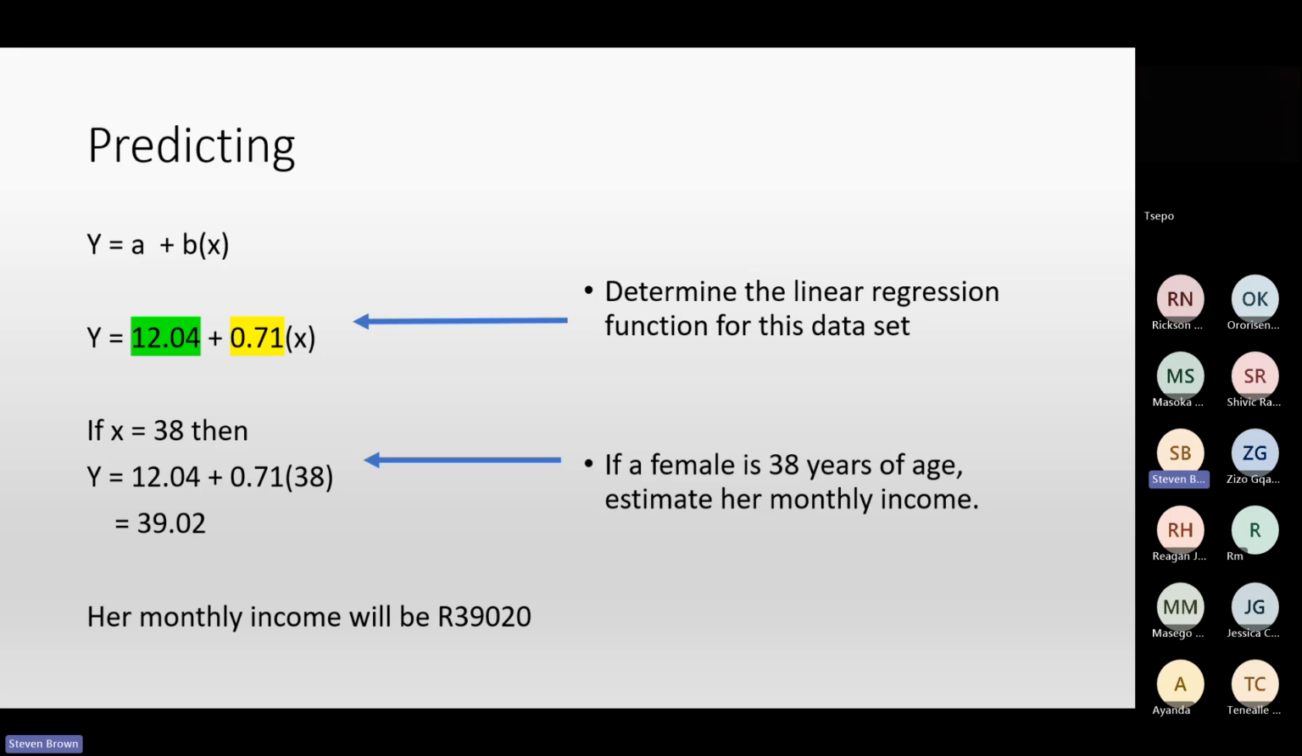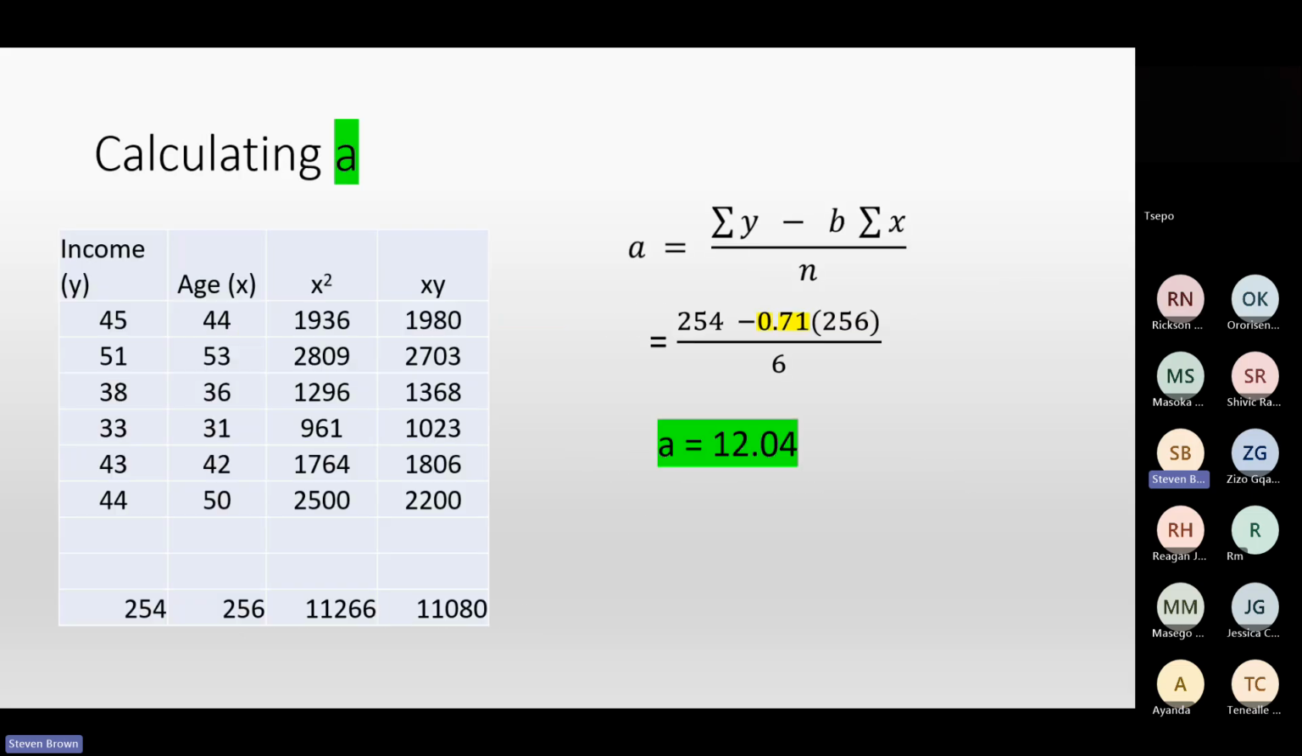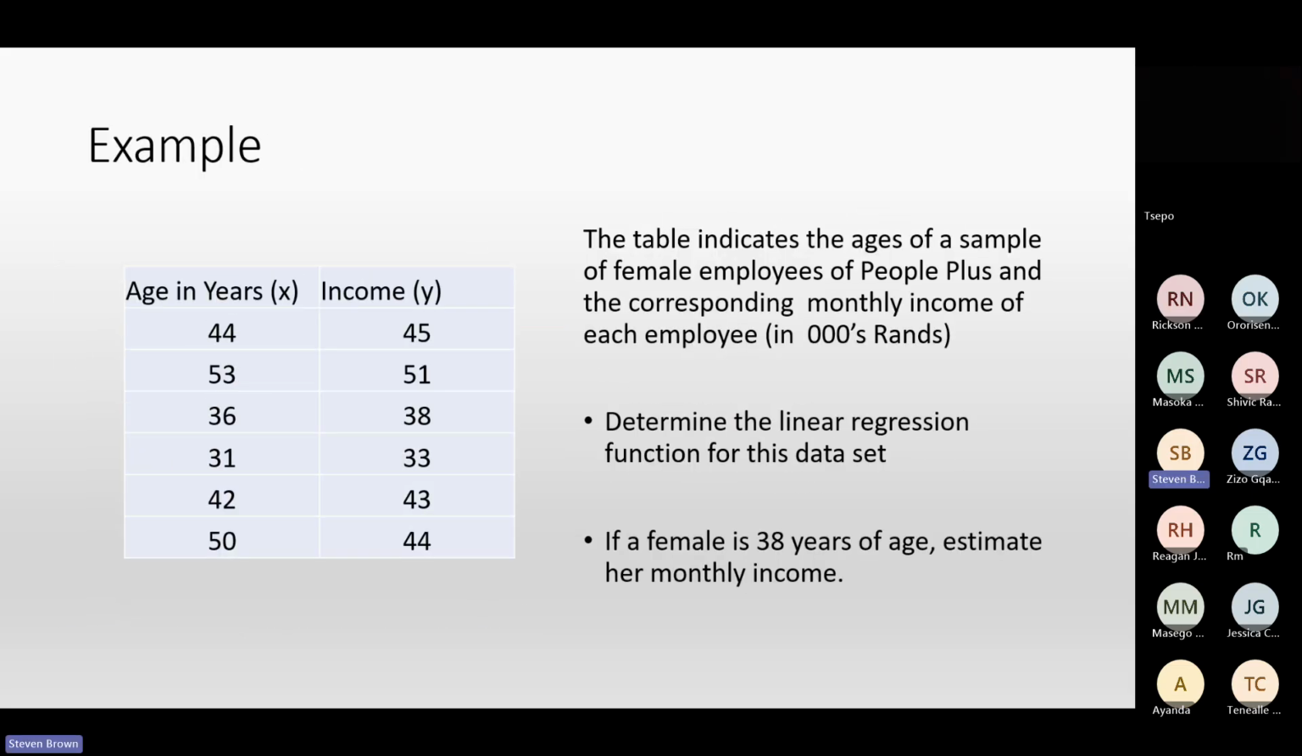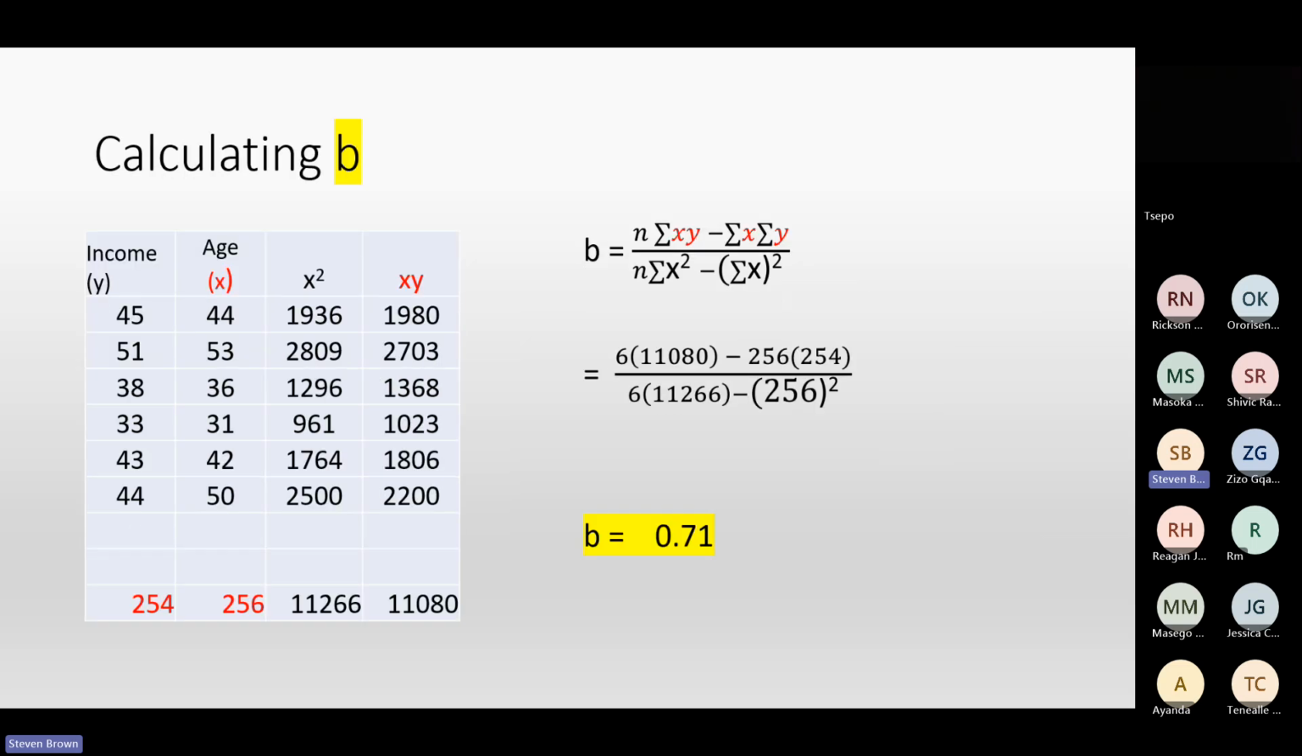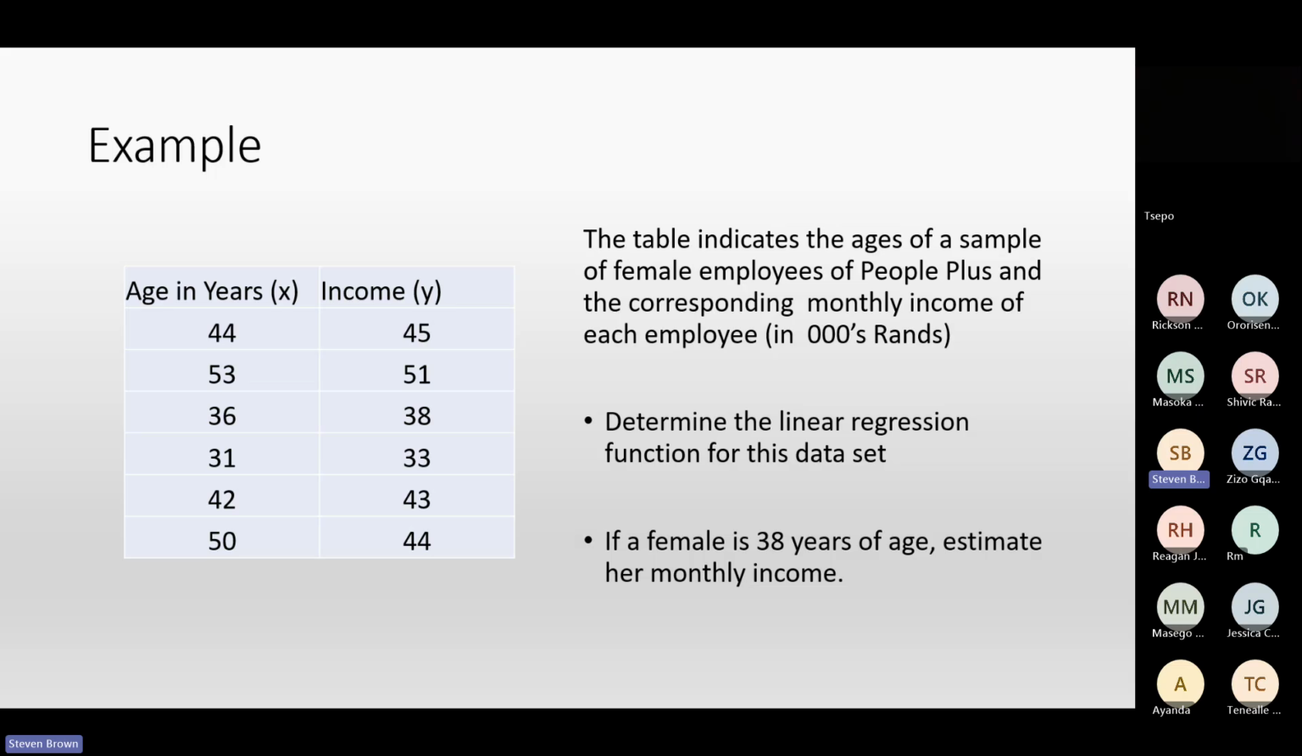That comes to 39.02. But now this is the bit that most students forget and gets them to lose marks. I want you to go back to the question. The corresponding monthly income of each employee in thousands of rands. So you've got to take your number, and you remember, this is in thousands of rands. But you've only been working with this. You haven't been working with it in thousands of rands.